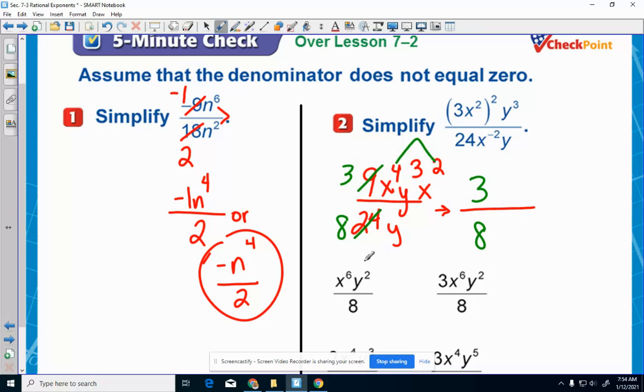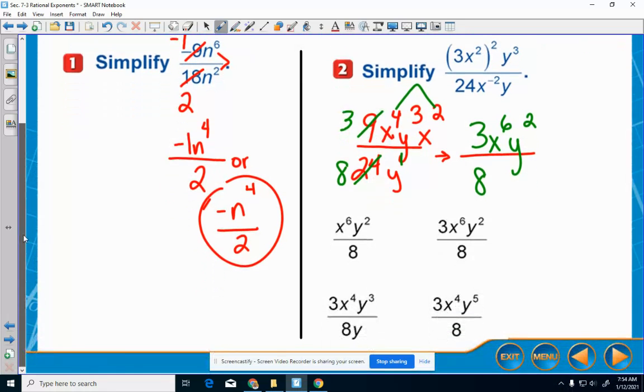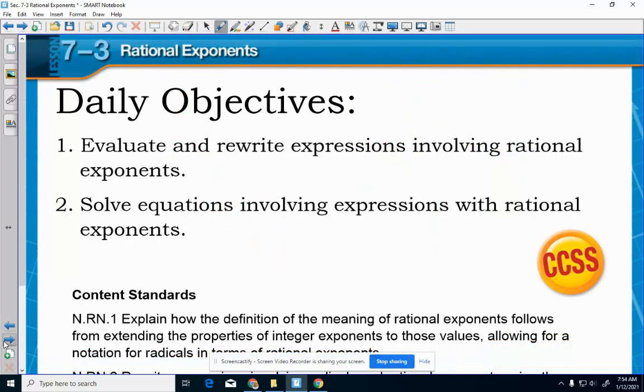Notice here you have x's in the top, that's the product rule. So that would be x to the 6th, you're adding those together. And then the y's, it's going to be the quotient rule because you're going to subtract those, y to the 2nd. So if I'm looking at my choices down below, it looks like the one that matches that is this one right there.